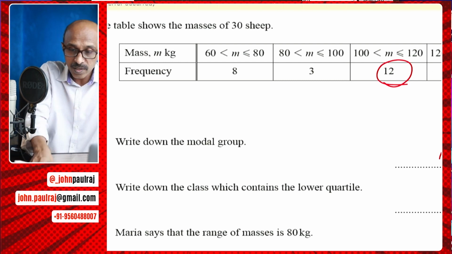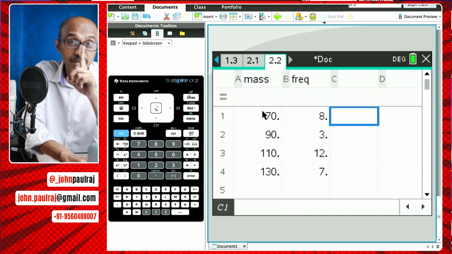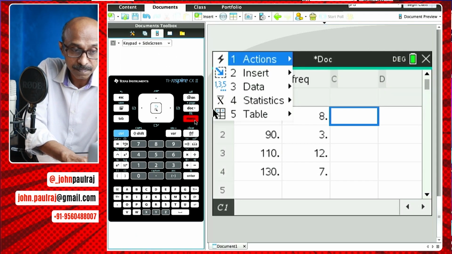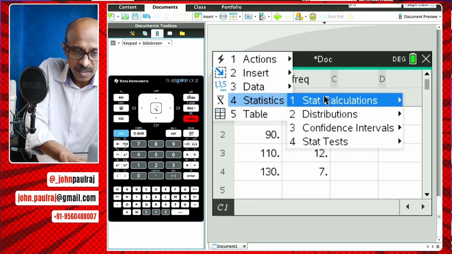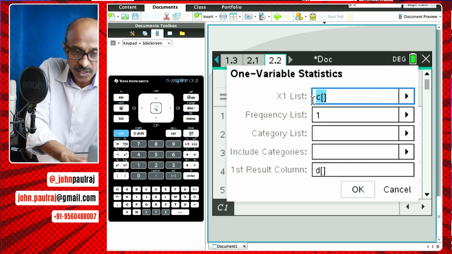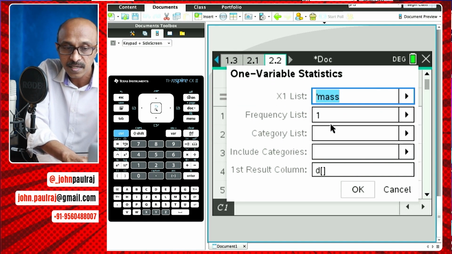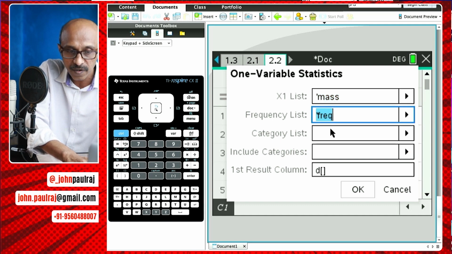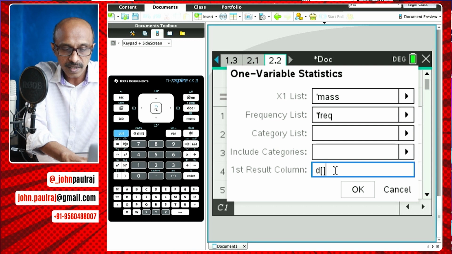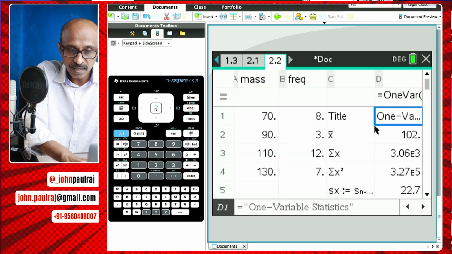Okay. So after you've done all that, it's just about running that one variable statistics. It's still one variable and it's still one list. All right. So let's do that quickly. Menu, statistics, start calculations, one variable statistics. It's one list again, this time X list. Remember, we have called it by name. All right. So the list that was labeled mass, and the frequency comes from a list that was called FREQ. First result, okay, again, you can say C, and there again, you got that.